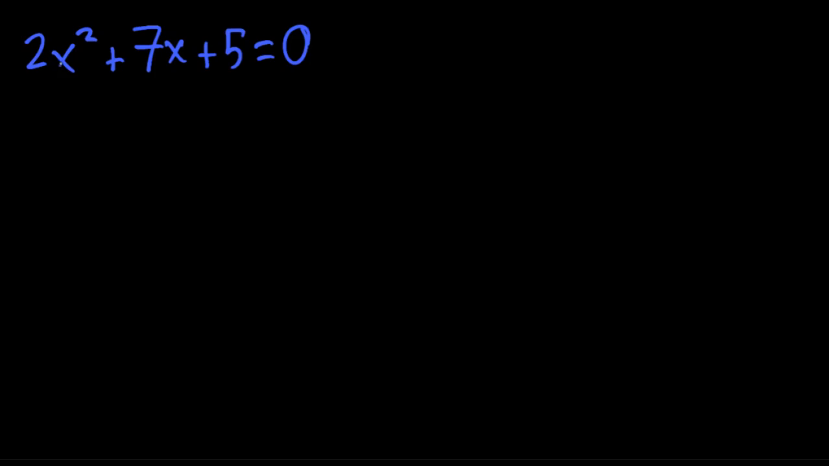Okay, and the way the guide method works is that you multiply the a value of a quadratic. If you don't know what that means, check out our video on quadratics. So this is the a value right here. You multiply that by the c value, which is here. In our case, it's 2 times 5, which is equal to 10.